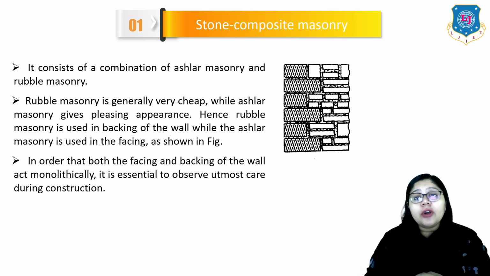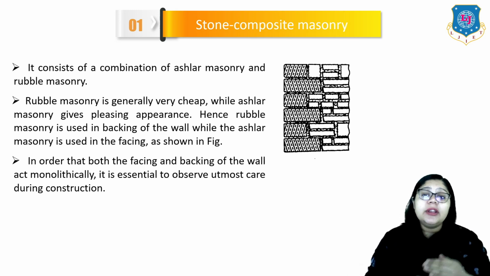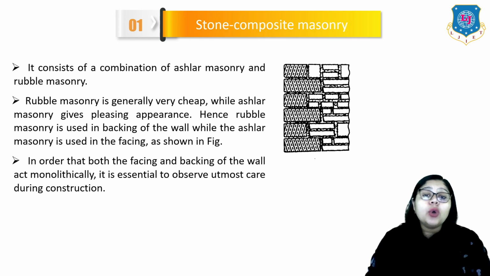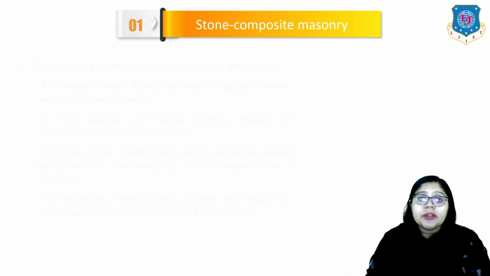It consists of a combination of ashlar masonry and rubble masonry. Rubble masonry is generally very cheap, while ashlar masonry gives a pleasing appearance. Hence, rubble masonry is used in the backing of the wall, while ashlar masonry is used in the facing, as shown in this figure. In order that both the facing and the backing of the wall act monolithically, it is essential to observe utmost care during the construction. So that is the first type.